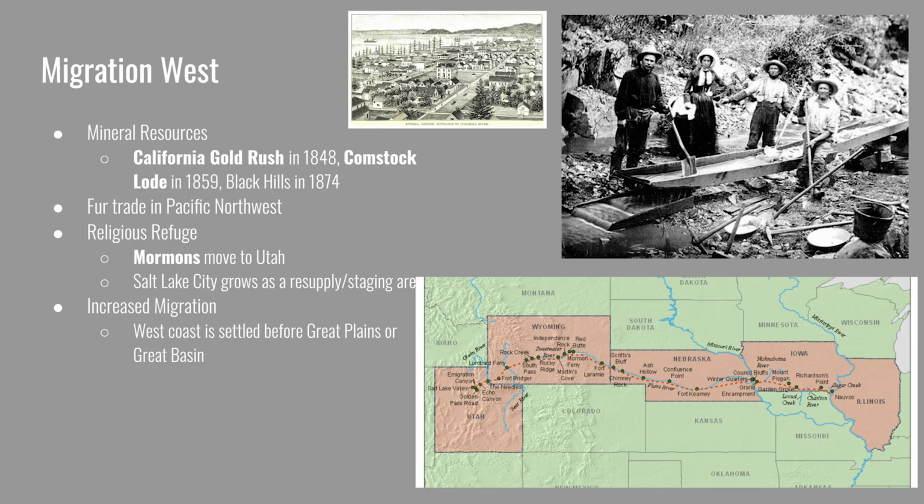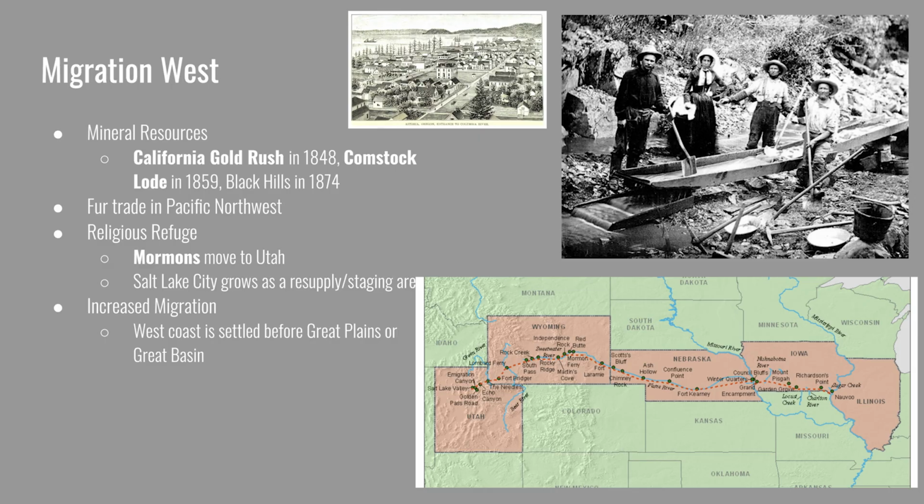Additionally, the fur trade is a major industry in the Pacific Northwest. Towns like Astoria, Oregon were built around the fur trade, and people also moved out west for religious refuge. The Mormon religion came about in the previous historical period as part of the larger Second Great Awakening. Mormons had been living in the Midwest around Illinois, though they experienced discrimination as others around them were skeptical of the religious dogma and cultural practice of polygamy.